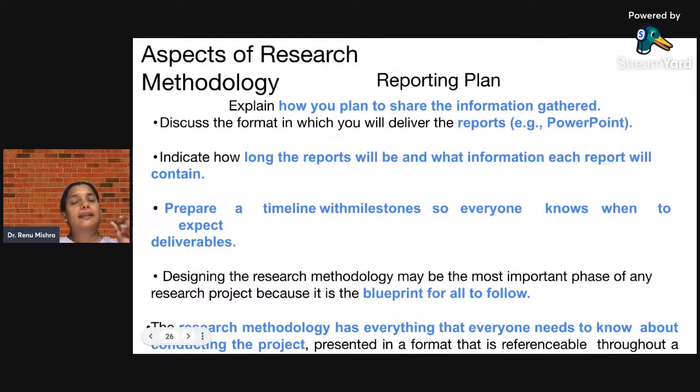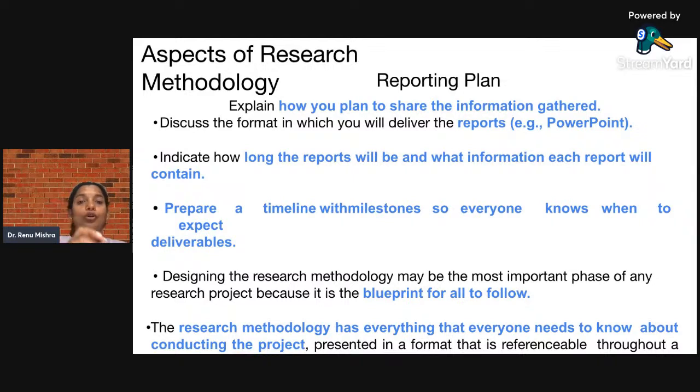Then comes your reporting plan. Now you have got the information, the entire information with me. How am I going to share it with people? You want to prepare a report or a presentation. You should tell each one of them when you collected your literature and when you collected your data. Why is it important? Because this way we ensure that our data is not obsolete.